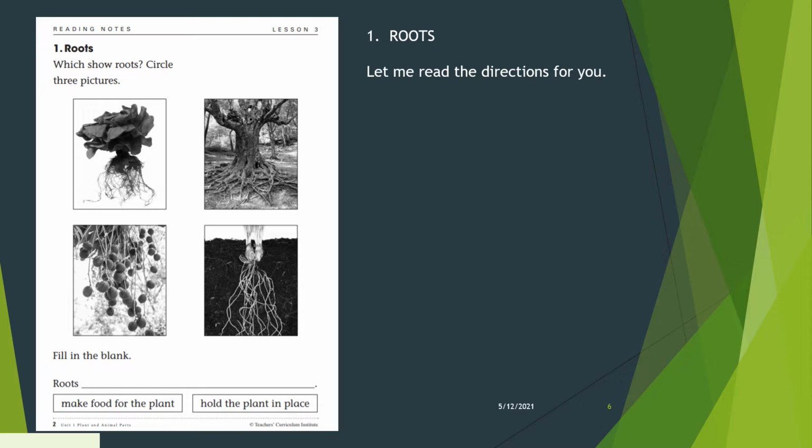Hopefully you remember what we just read from our workbook, from our textbook. Copy the words that complete that sentence correctly. I'm going to read them one more time for you. Roots blank make food for the plant, hold the plant in place. So go ahead and write the words that make that correct.